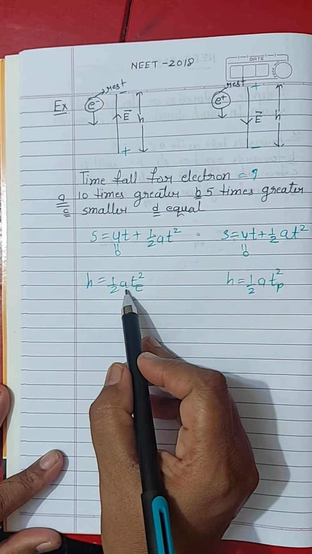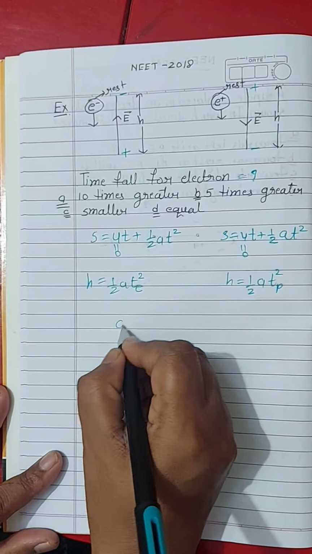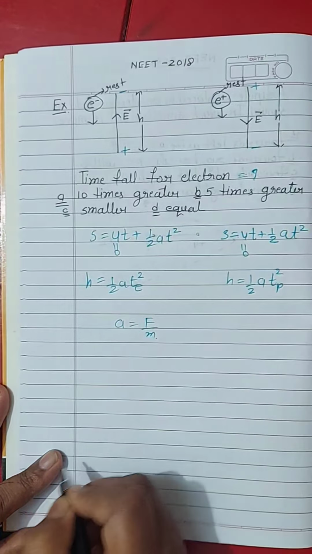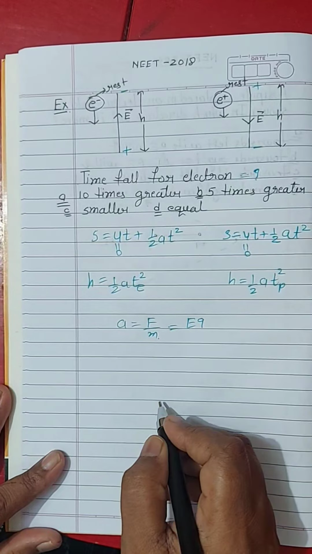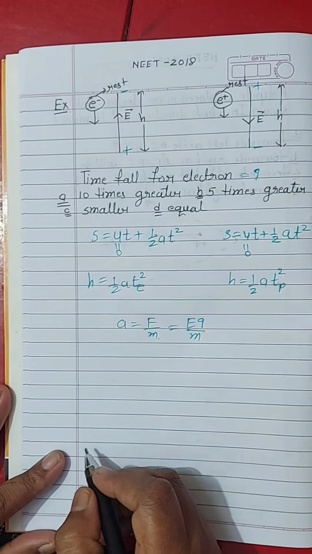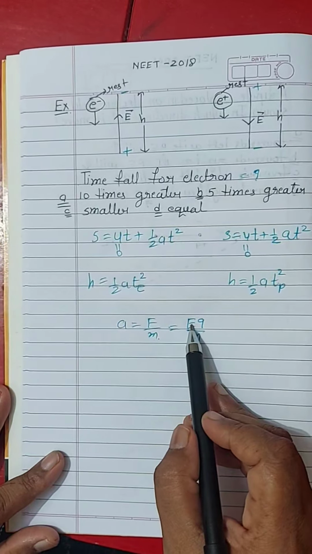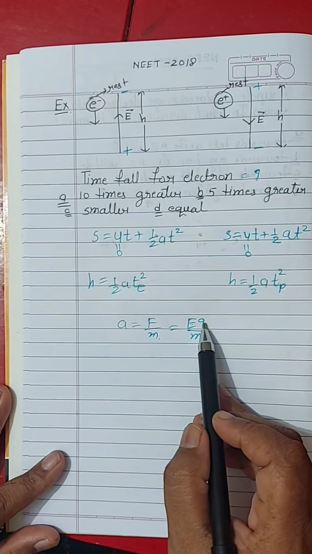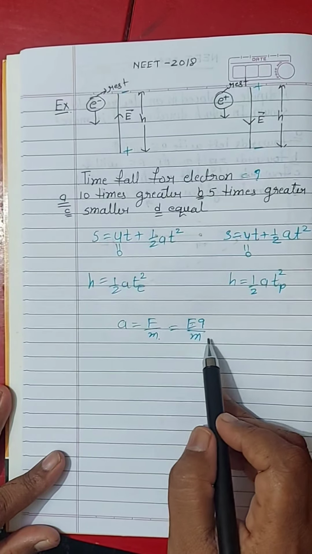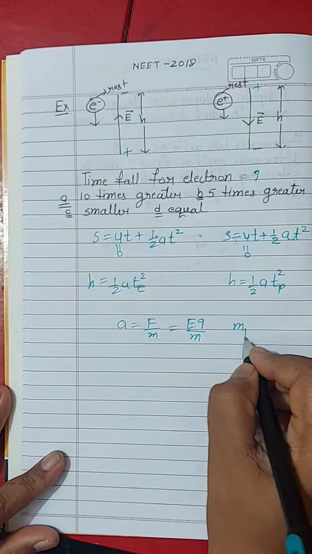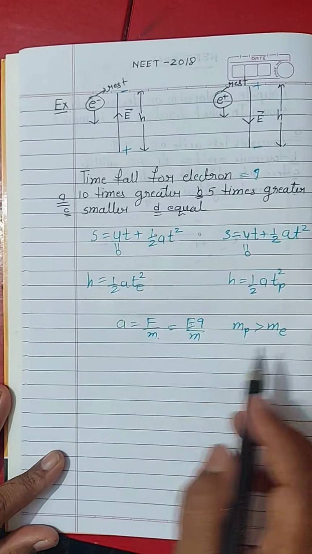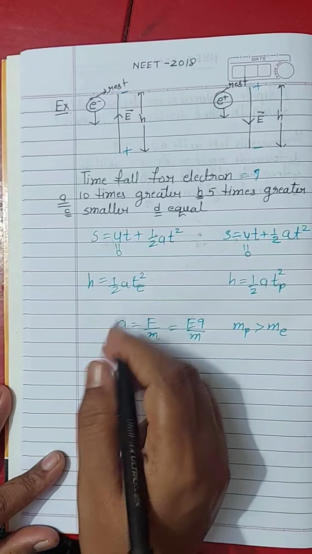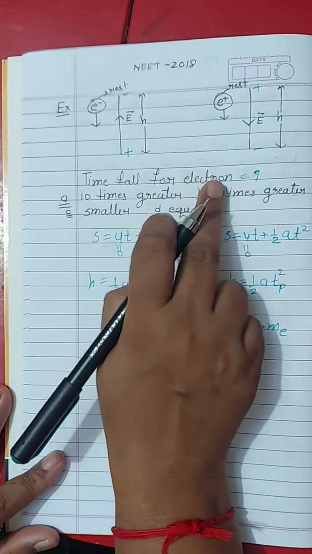We don't have the acceleration, so what is the acceleration? Using the equation F/m, the force experienced is qE divided by mass. See, the electric field is uniform, the charge is similar for both, and the mass is different for the electron and the proton. We know that the mass of the proton is greater than the mass of the electron. Okay, so keeping this in mind, we will find it for the electron because we need to calculate the time for the electron.